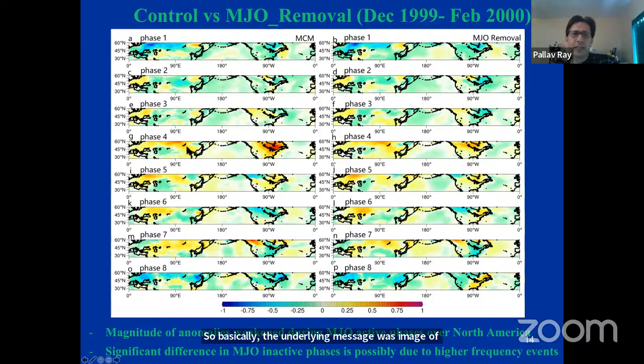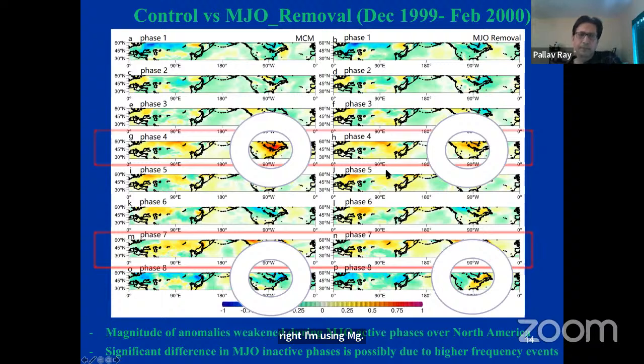Now, what I'm showing here is, on the left-hand side, the same as the previous panel from the control, and on the right, I'm using the MJO removal experiment. Again, I'm focusing on those two areas. You see that in the control, you have warming, but when we are damping MJO, that warming is actually reduced substantially. Okay, so this way we can actually quantify the role of MJO on the mid-latitude circulation.